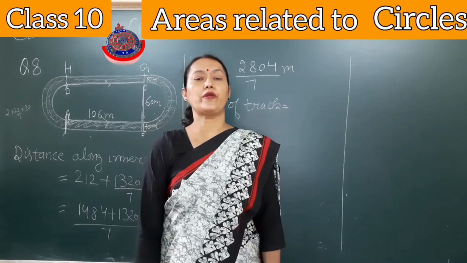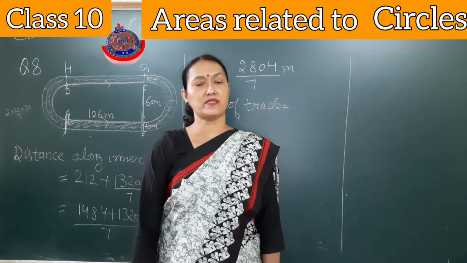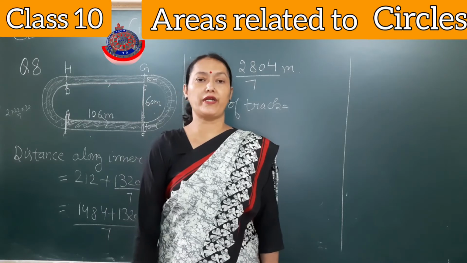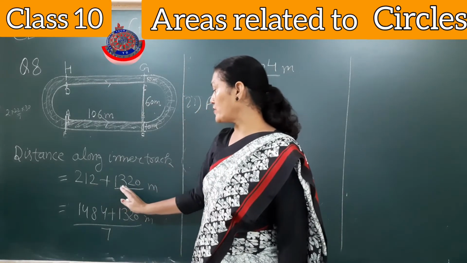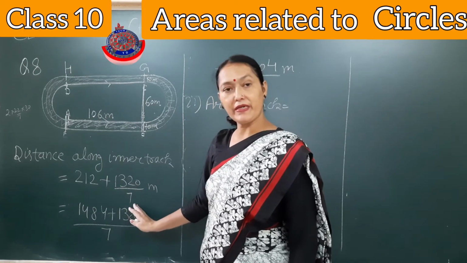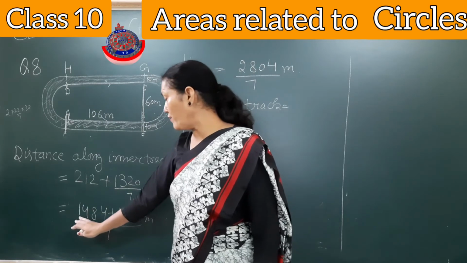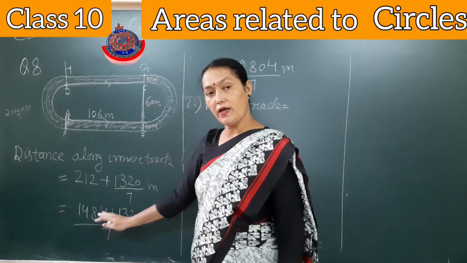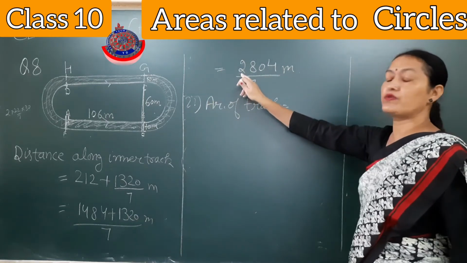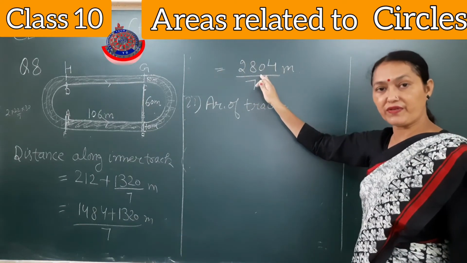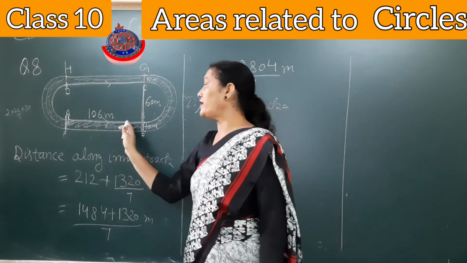If we don't want to calculate the distance around the inner track in decimal form, we can also calculate in fraction form. In that case, 212 plus 1320 upon 7. LCM will be taken. 7 will get multiplied with 212. We will get 1484. Plus 1320 will give us 2804 upon 7.